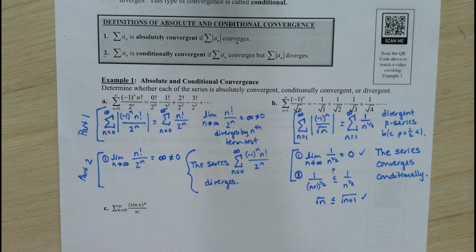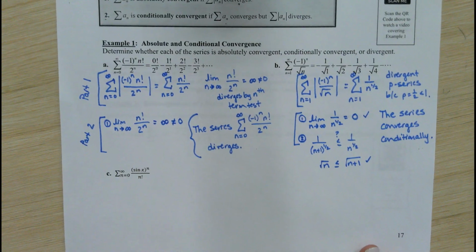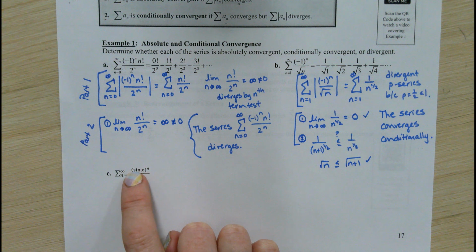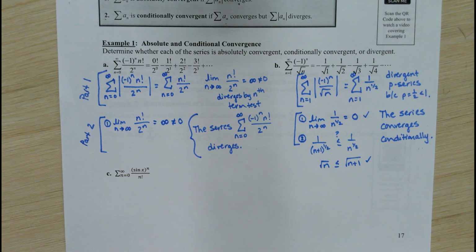Okay, we've got one more example of this on this page. So let's go ahead and knock out part C here. Part C is not technically an alternating series. Sine x might be throwing you off a little bit, but sine x is just saying for all x values, you're going to take the sine value and you're going to raise it to n.